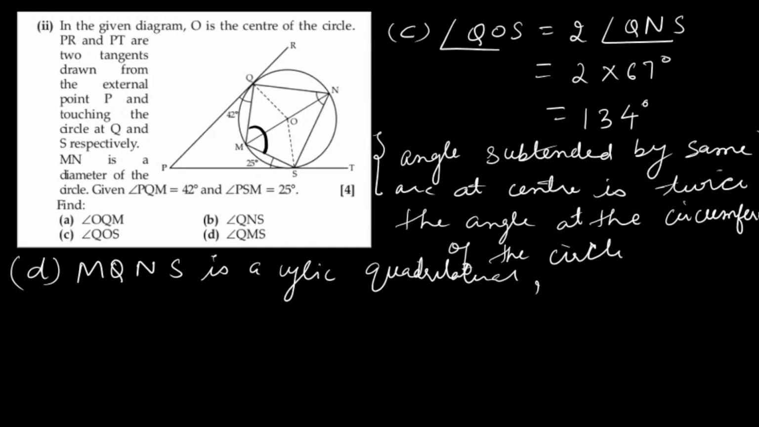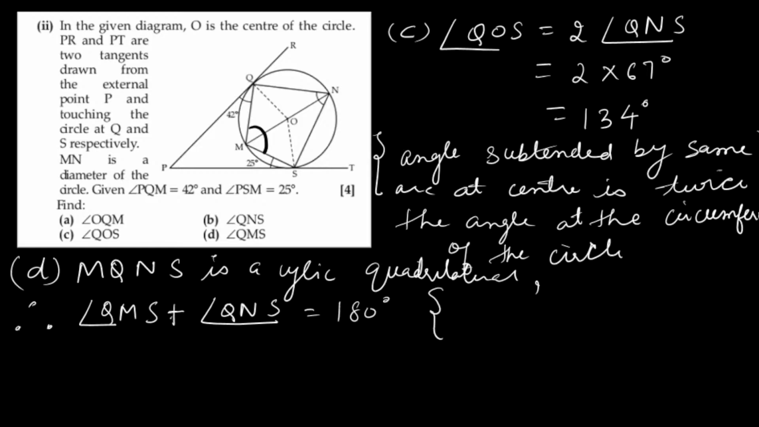Now, opposite angles of a cyclic quadrilateral are supplementary. That means here angle Q and angle S are opposite, and angle M and N are opposite. Supplementary means the sum of the angles is equal to 180 degrees. So therefore we can write: MQNS is a cyclic quadrilateral, therefore angle QMS plus angle QNS is equal to 180 degrees.